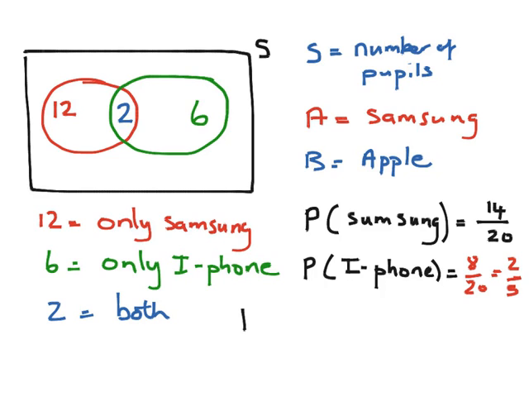And then, if I say the probability of A and B, it's going to be 2 out of 20 equals 1 over 10.